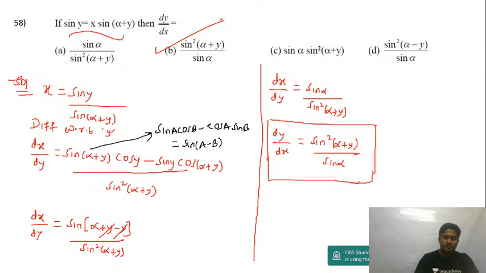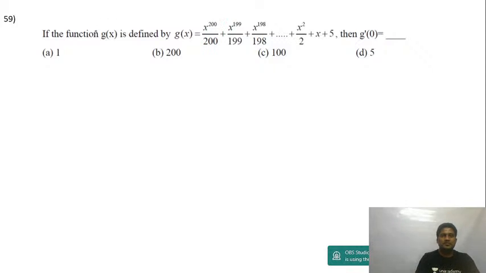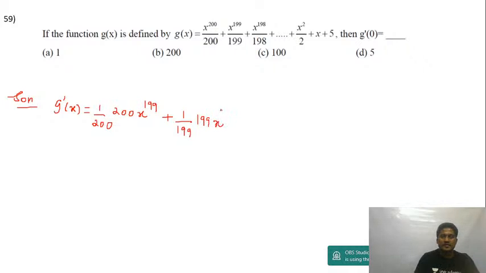Alright, let's do one more question for the day. Question number 59, very simple one. I'm supposed to find out what is g dash of 0. What is g dash of x? G dash of x is equal to 1 by 200, which is a constant, and you get 200 x to the power of 199. Then 1 upon 199, and differentiation of this is 199 x to the power of 198. Then plus 1 upon 198.